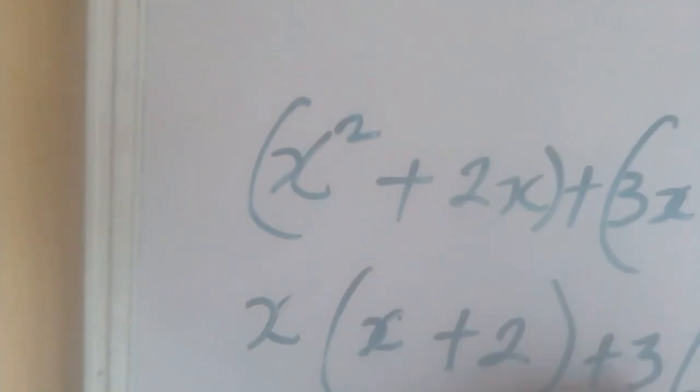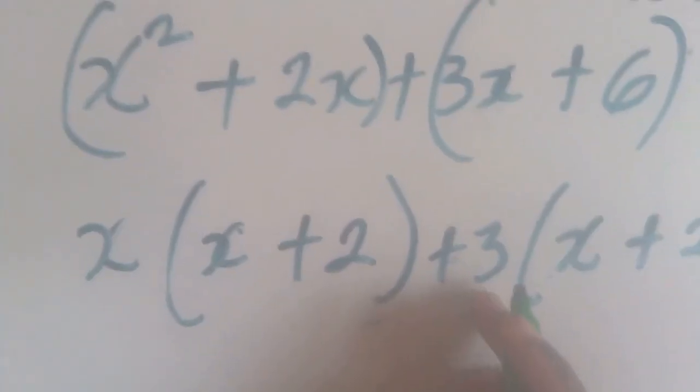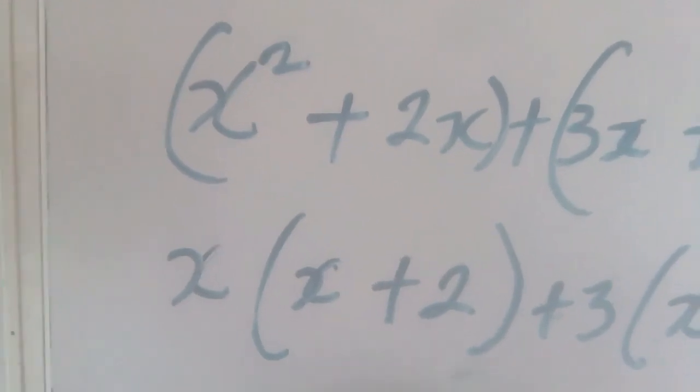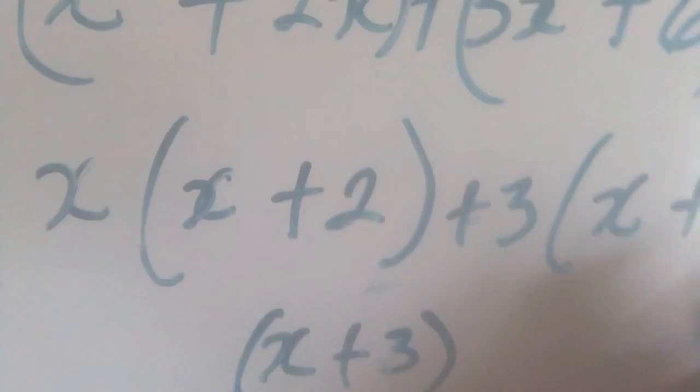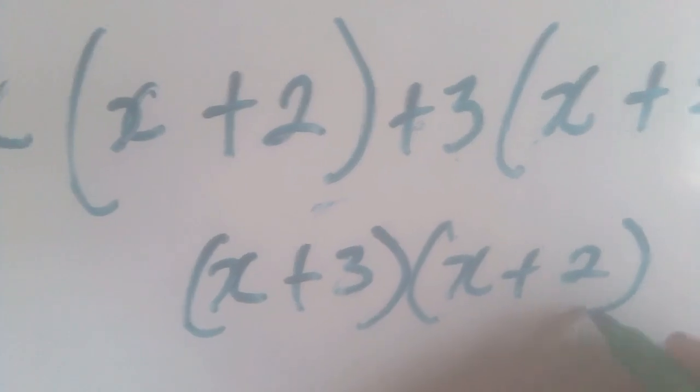Now you can bring the two terms here that are outside the brackets, x plus 3. Then put it in brackets, and these two expressions here are the same. Okay, so x plus 2, put it in brackets.